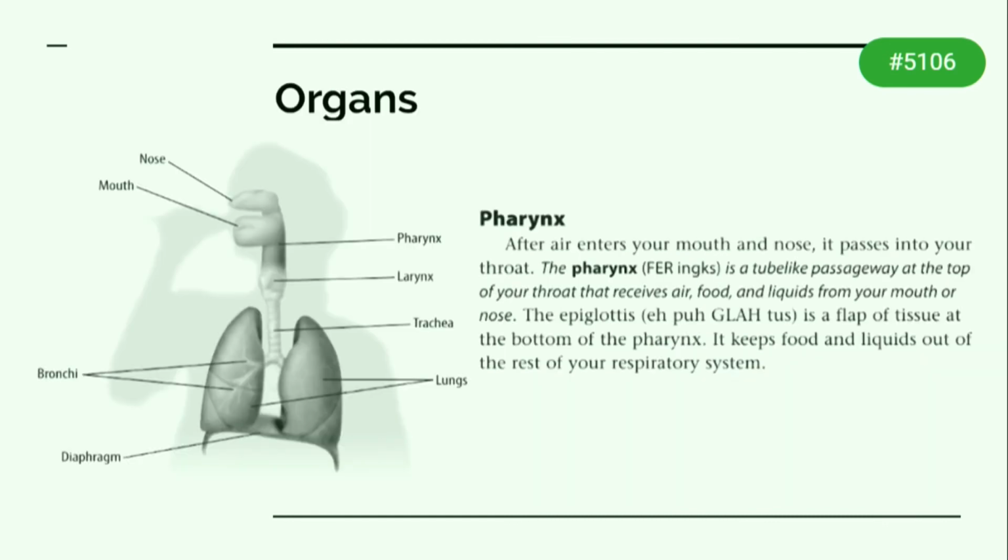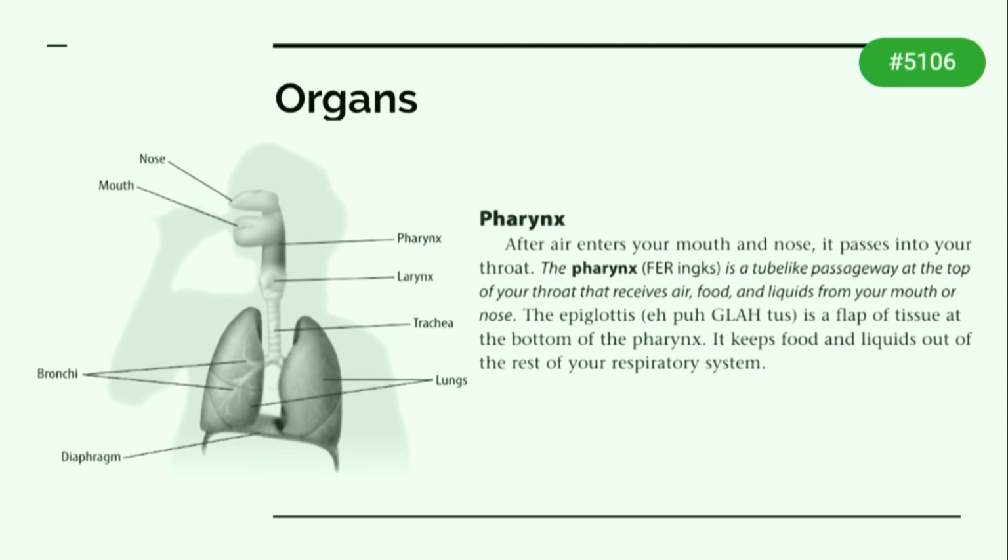Okay, these are the organs that I told you I would show you. Now, we started with our mouth and our nose. Next, we have the pharynx, and after air enters through your mouth or your nose, or both, your pharynx is the tube-like passageway at the top of your throat.